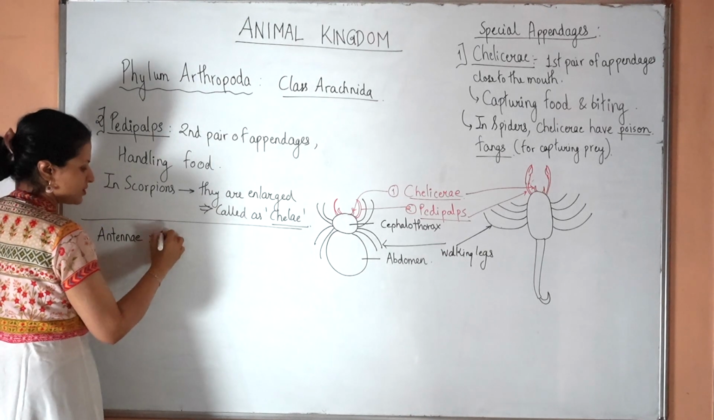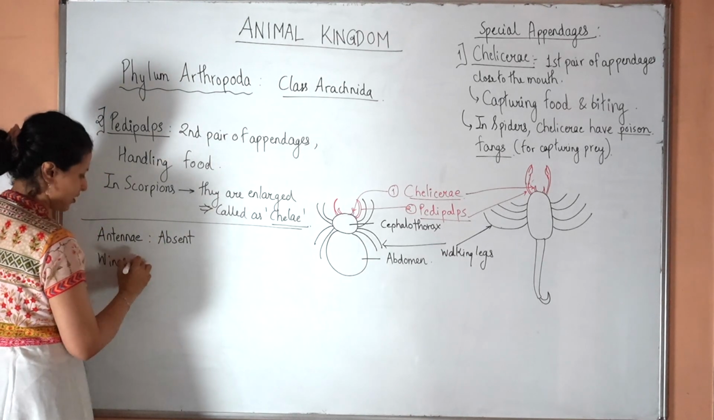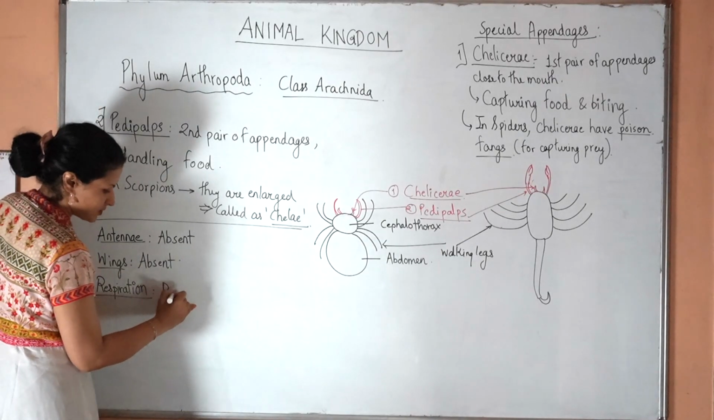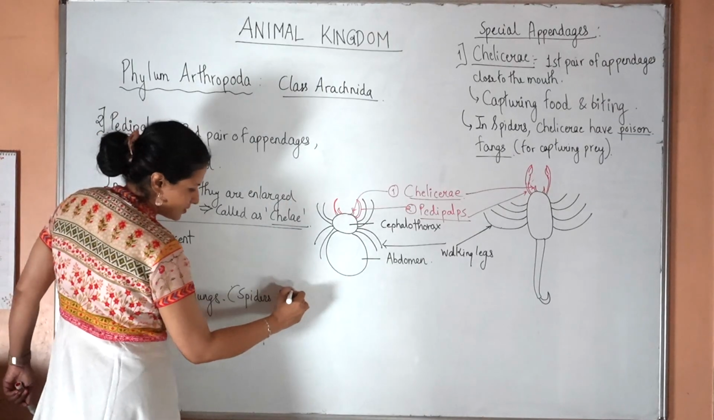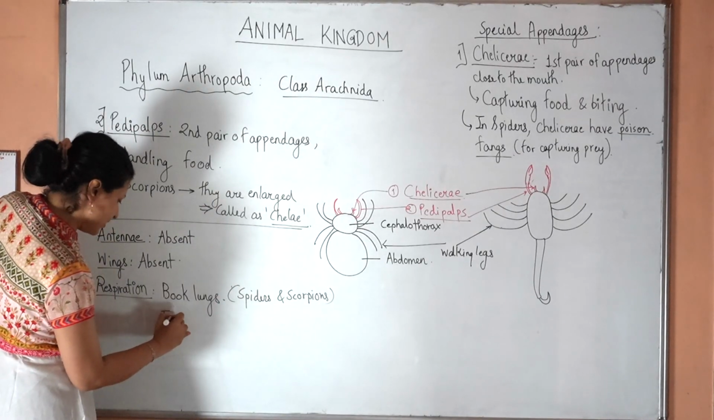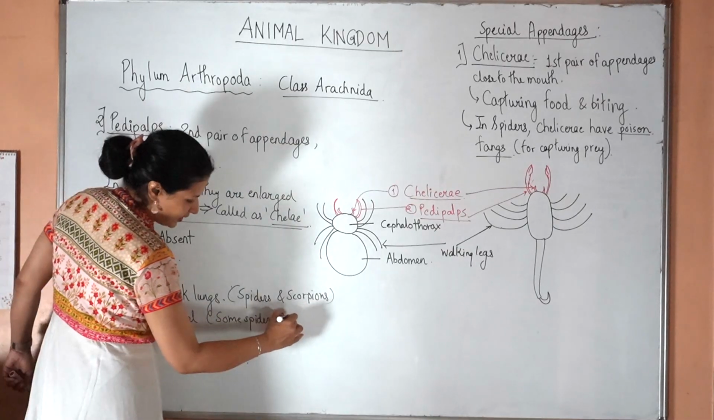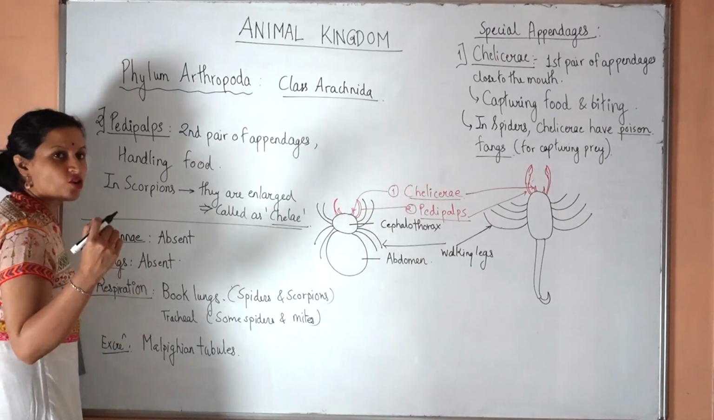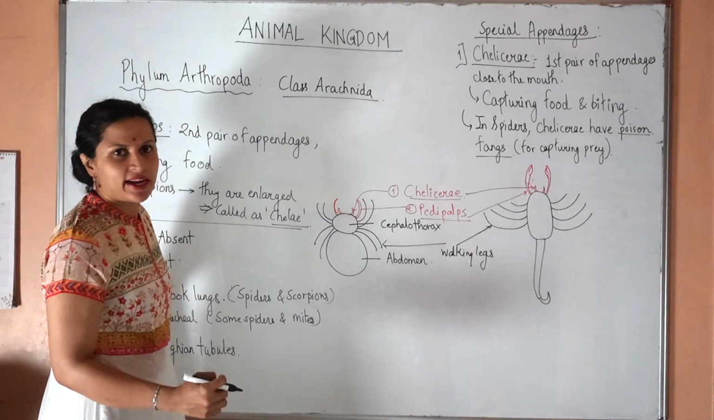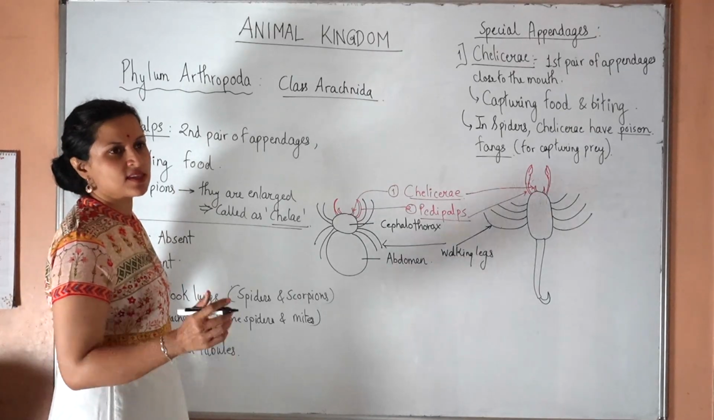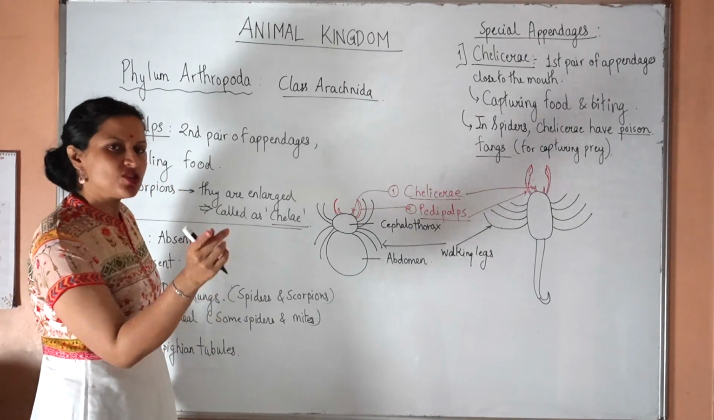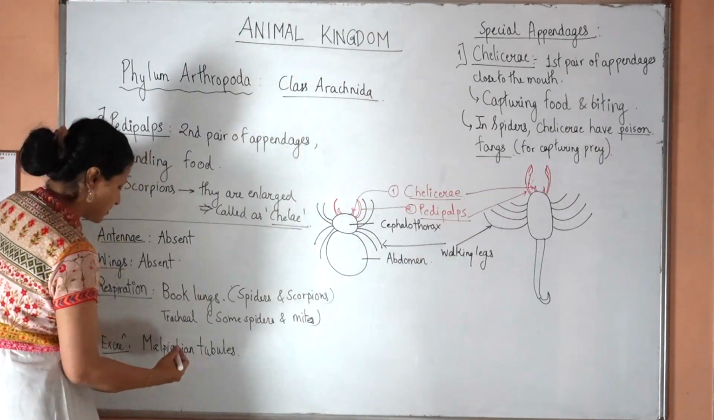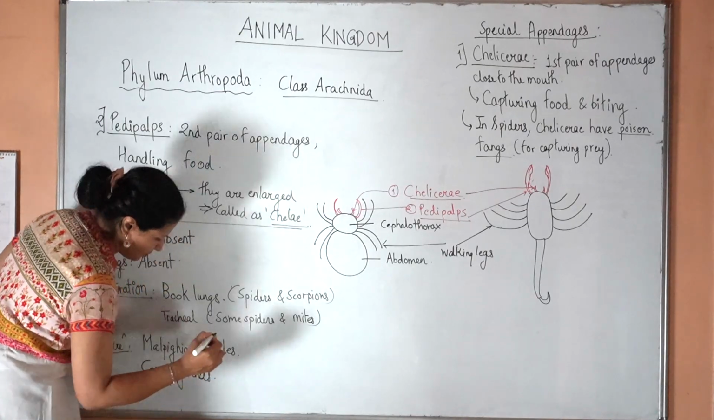Antennae are absent in arachnids. Wings are absent in arachnids. Next, respiration is by book lungs in spiders and scorpions, and it is tracheal in some spiders and mites. Excretion is by Malpighian tubules and also by coxal glands, which are a type of green gland. We had learnt this in general characteristics. Green glands are of 2 types: antennary glands, which are present in crustaceans, and coxal glands, which are present in arachnids. So these are the two means of excretion.